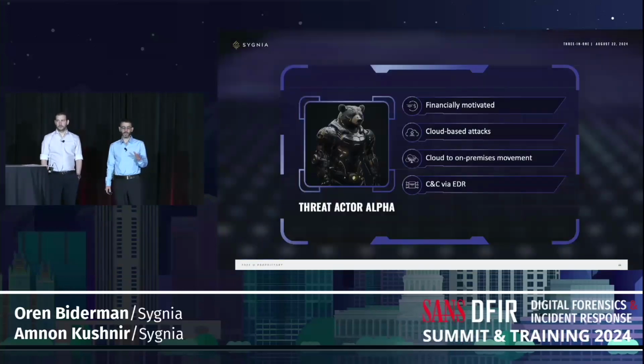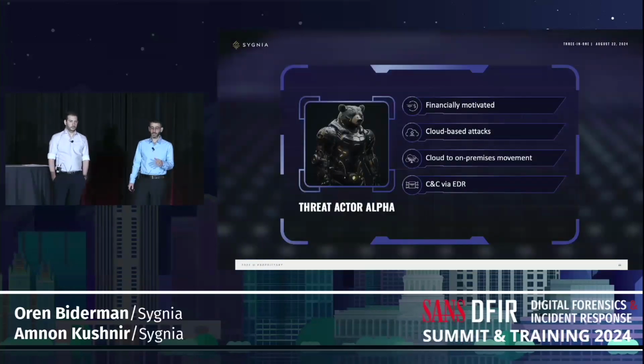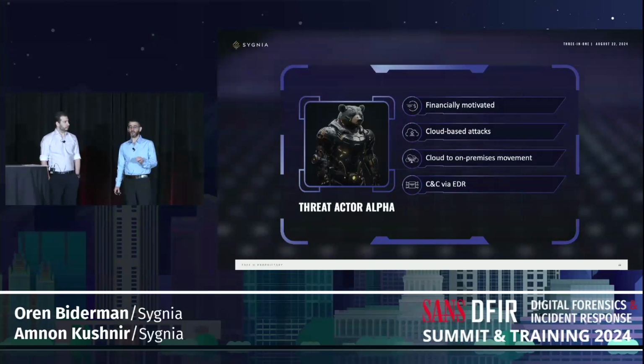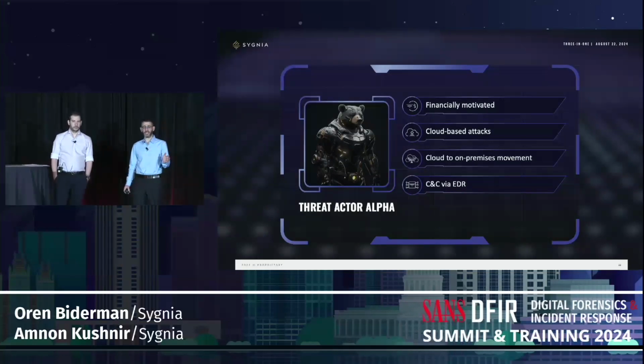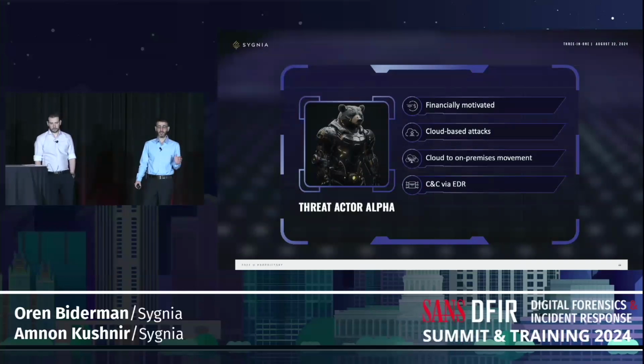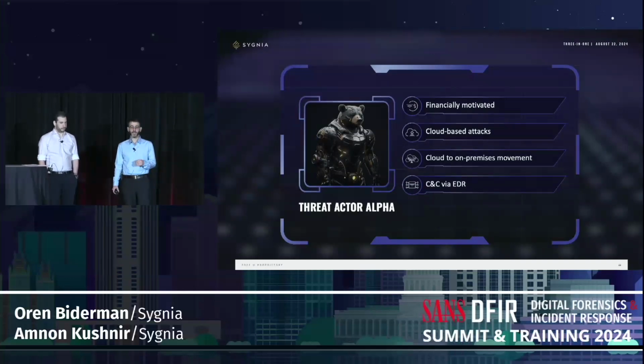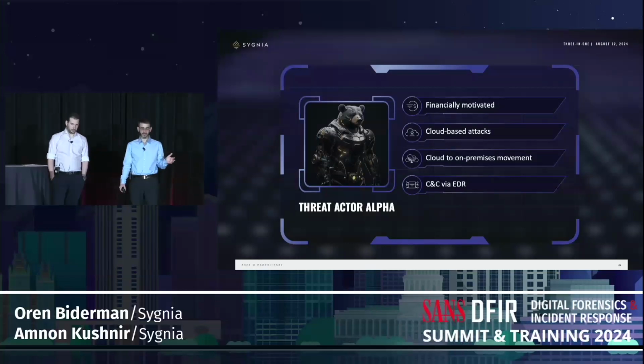Let's start with threat actor alpha. Threat actor alpha are financially motivated threat actors. They are king of cloud-based attacks. They know how to bypass MFA, how to bypass conditional access rules, and our client had a multi-vendor cloud environment accessible via a federation service. Threat actor alpha managed to compromise a highly privileged administrative account that granted them access to all of these environments.